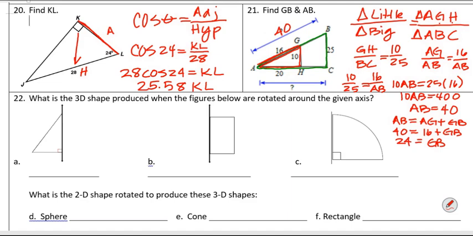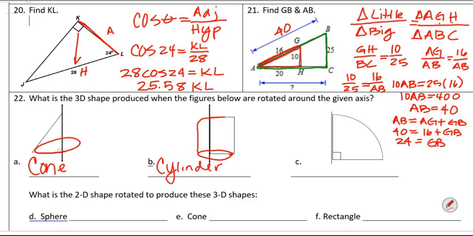All right, so now we're down here on this bottom part. It says, what is the 3D shape produced when the figures below are rotated around the given axis? Well, this would be a cone. If we were to rotate this all the way around, you should see that it's going to create a round bottom, right? So same way here, if we rotate this all the way around, it's going to give us a cylinder. And if we rotate this thing all the way around, it's going to give us a semicircle, or a hemisphere, sorry.